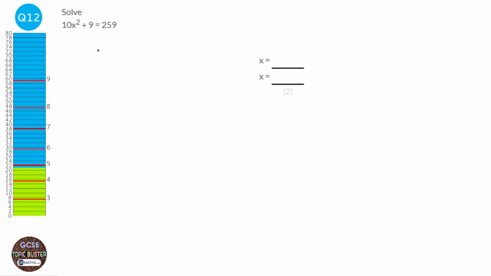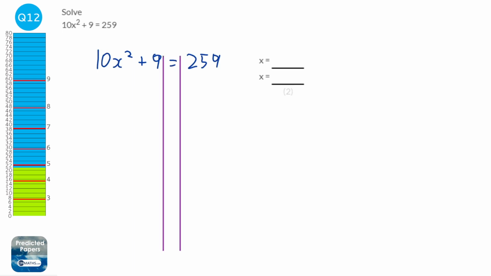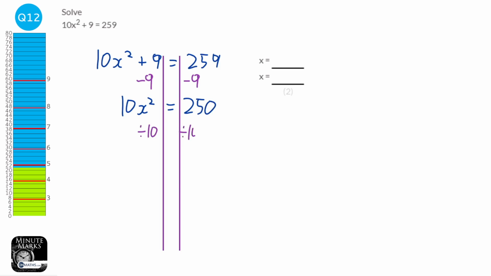So I'm going to write this question out a bit bigger, just so we've got a bit more room. And we're asked to solve. So what we're going to do is start by putting our solving lines in, and we're going to try and figure out what we do to get x on its own. So we're going to start by subtracting 9 from both sides. And so that will leave us with the 10x squared on the left hand side, and then 250 on the right. Then we're going to divide by 10 both sides.